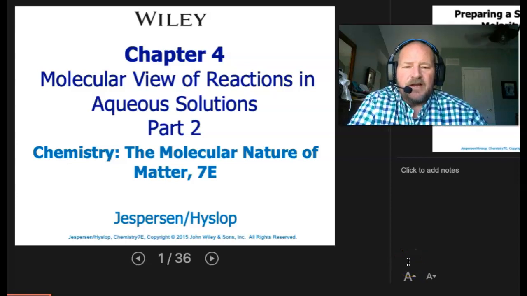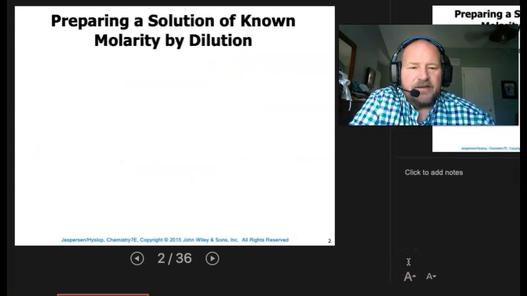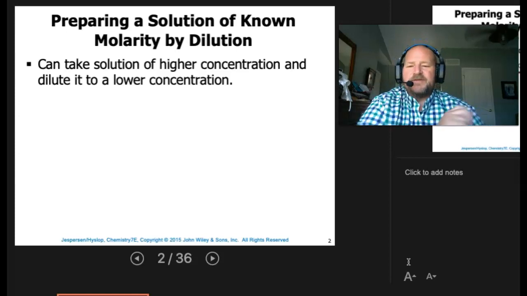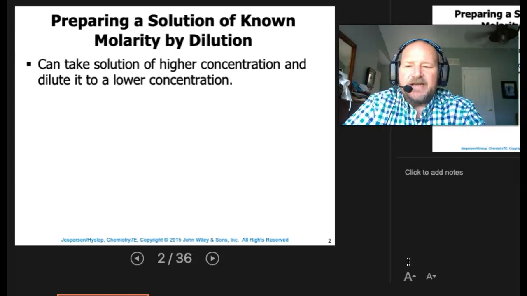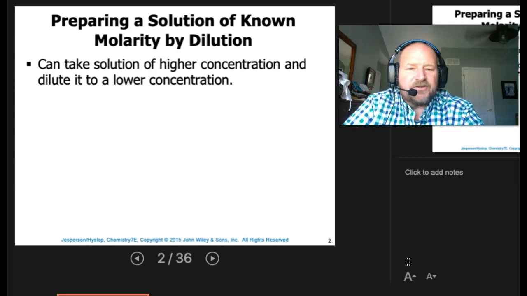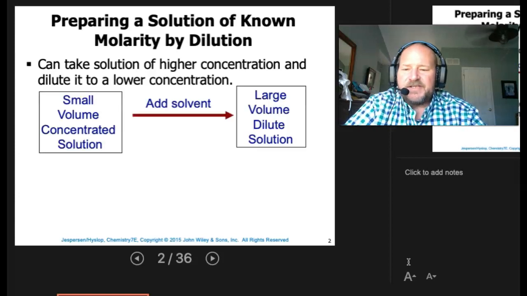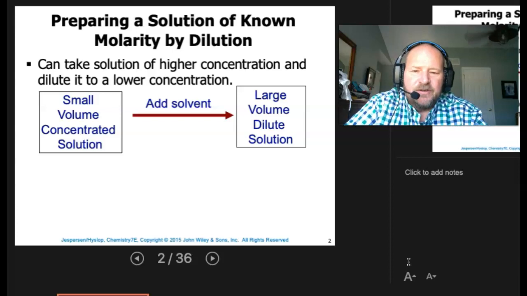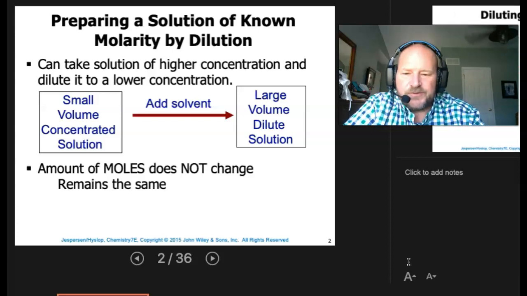All right, so we were looking at molarities, and the next thing we're going to look at is molarity by dilution. So now what we can do is take a solution of higher concentration, add more solvent. That increases the amount of solvent, which will then lower the concentration. So we're going to take a small volume of a concentrated solution, we're going to add solvent, we're going to have a larger volume now of a dilute solution.